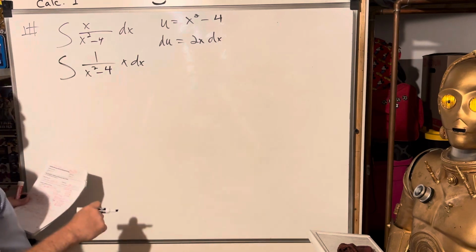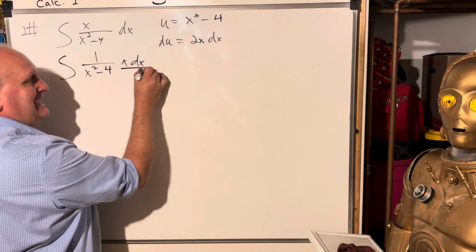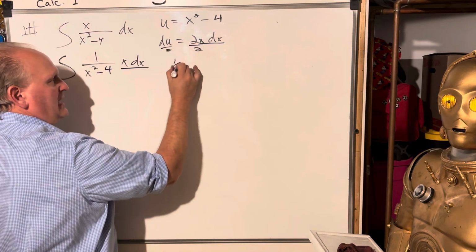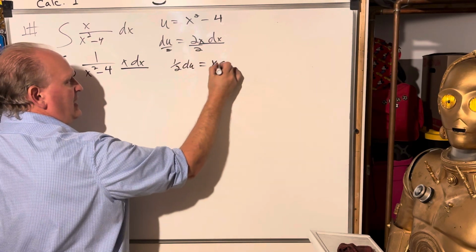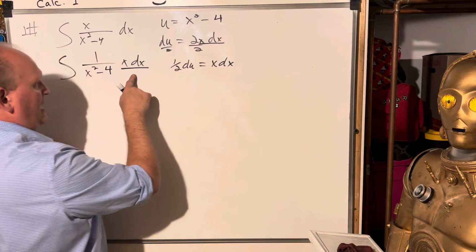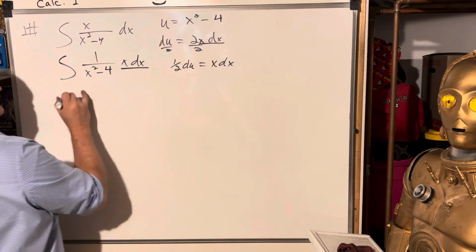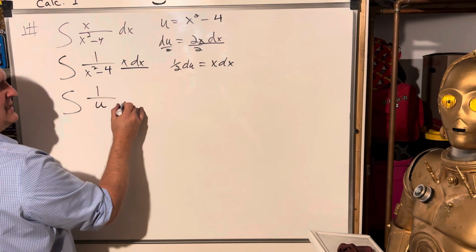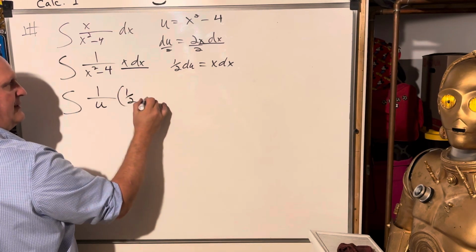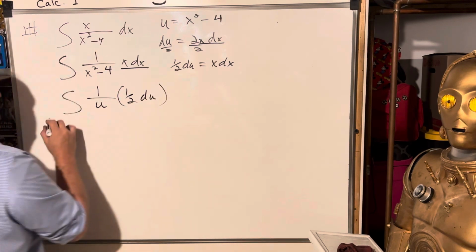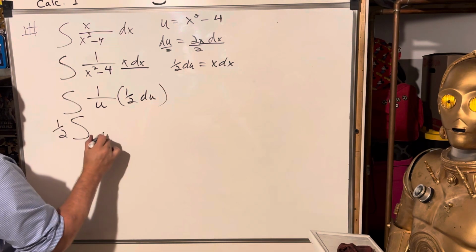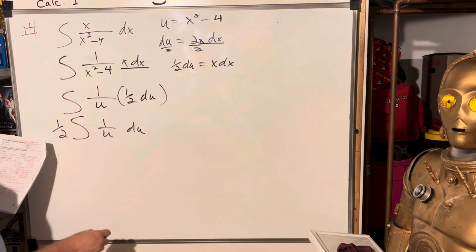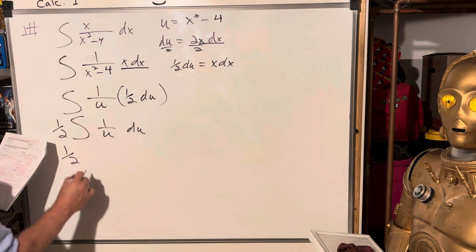2x dx. And we have the x dx. So we just have to divide out the 2. So 1/2 du, and then I can sub in x dx for that. And this is going to be 1 over u. So 1 over u is, and x dx is 1/2 du. And then we'll pull that 1/2 out in front of the integral, and 1 over u du. And now we've got our ln stuff going on here.